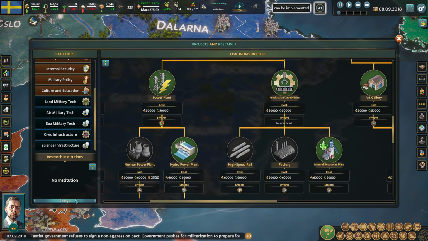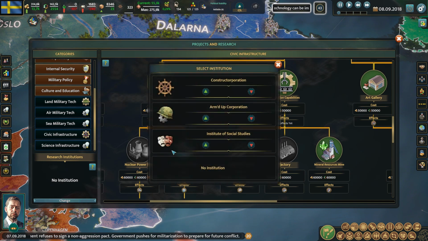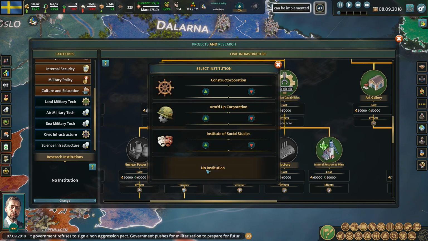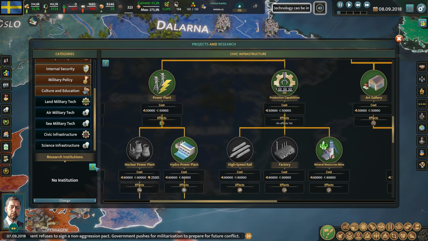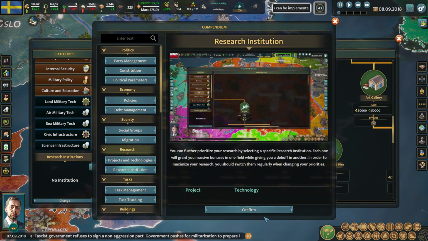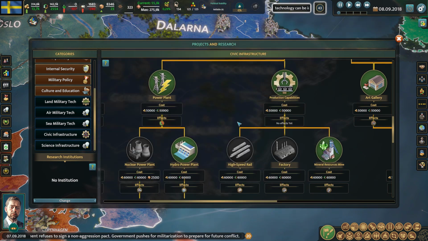There are several other things to the research. You have research institutions. You can check out the buffs and debuffs of each one of these. And once you have chosen it for a given period, it will be assigned to you. And if you prioritize certain research, it will help you out in that regard to speed it all up.